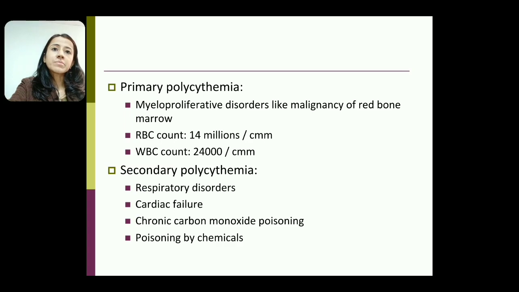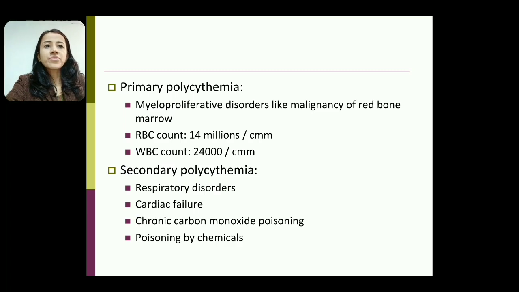Primary polycythemia is also known as polycythemia vera, a myeloproliferative disorder, a condition like malignancy of the red bone marrow which produces RBCs, in which RBC, WBC and platelet count increases. Whereas in secondary polycythemia, because of some disease like respiratory disorder, heart disease or carbon monoxide poisoning, RBC production increases.